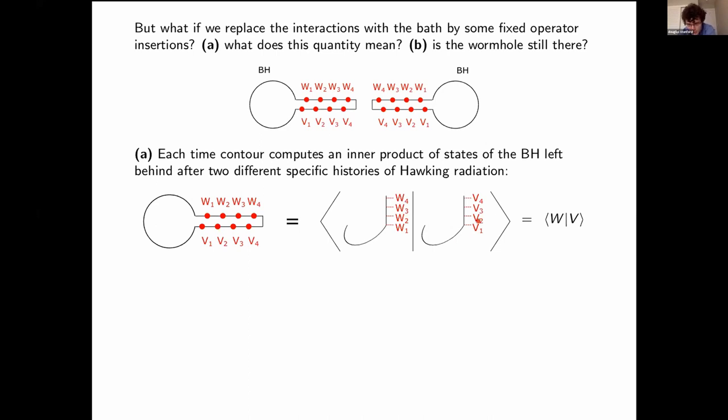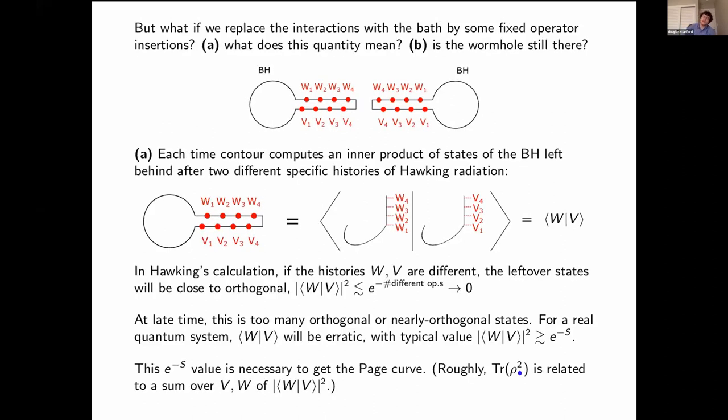That data is labeled by these V operators. And we take two different sequences, a sequence of Hawking radiation labeled by these V operators and a sequence labeled by these W operators. And we can consider the inner product of the state of the black hole that's left over after those two different evaporation histories. So we'll denote that as the inner product of W with V. So in Hawking's calculation, if these histories are different, then the leftover states will be close to orthogonal. And I'm going to suppress a little detail here and say that basically the inner product will be zero between these states.